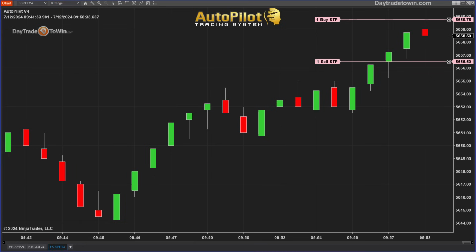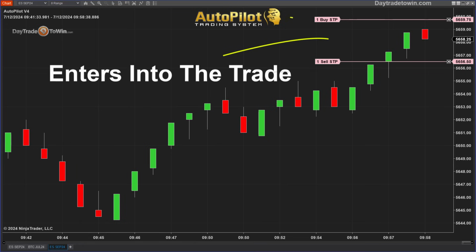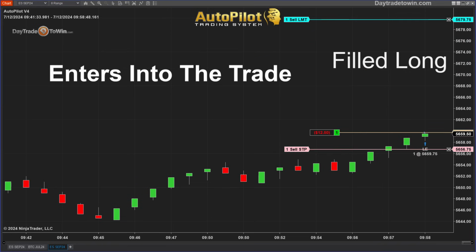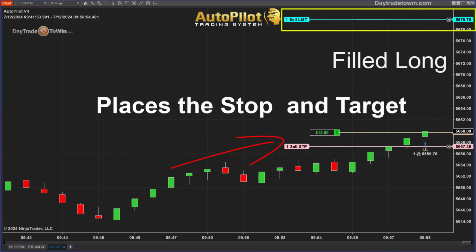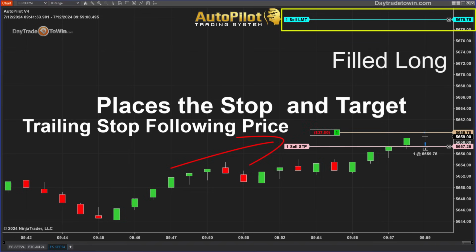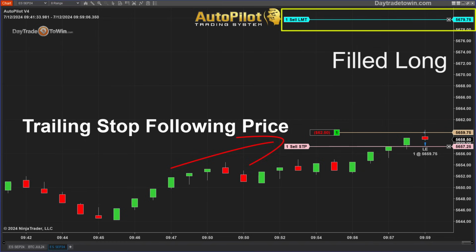So what the Autopilot Trading System does is it places trades for you, so it enters into the market, and once you're filled either long or short, it places the stop and also places the target. The other thing you're going to notice is that it trails a stop and also places the order to break even. So part of an automatic trading system is not just entering and exiting, it's also managing the trade. I think it's important that we manage the trade appropriately.